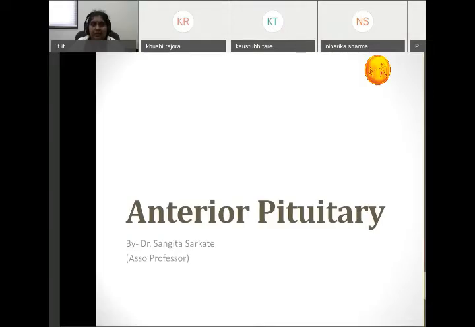Part of the pituitary, that is anterior pituitary. Before that, we will see some things about the pituitary gland. The pituitary gland is also called the hypophyseal gland. Its length is 1 centimeter, its weight is 0.5 to 1 gram, and it is situated in the sella turcica of the sphenoid bone, which is situated at the base of the brain. This is the anatomy of the pituitary gland.